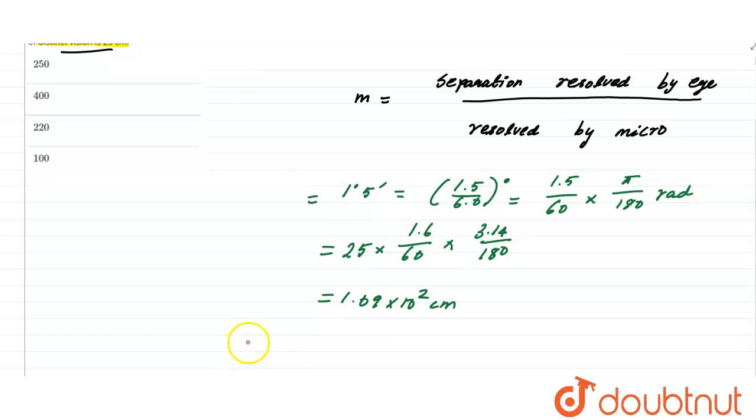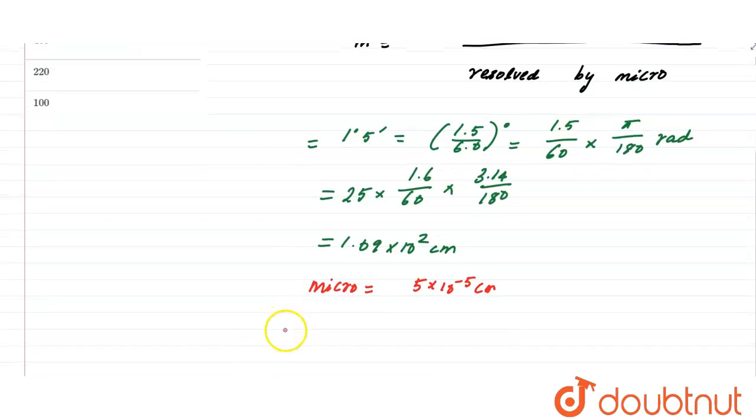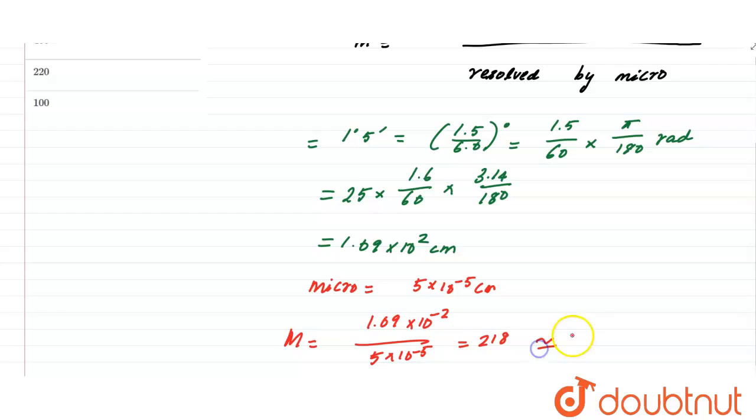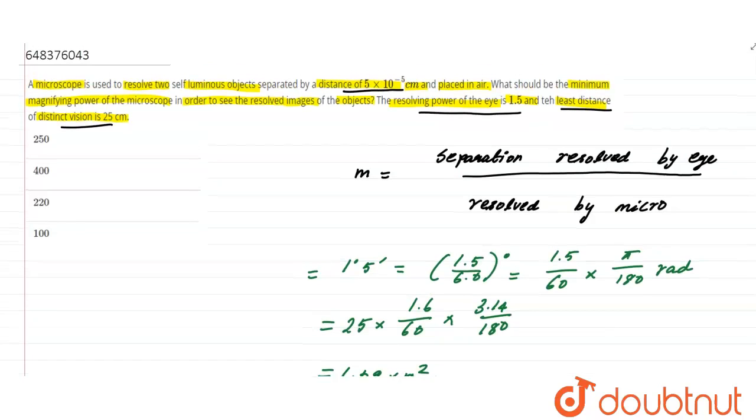So the resolution of the microscope is 5 into 10 power minus 5 centimeter. So M equals 1.09 into 10 power minus 2 divided by 5 into 10 power minus 5, which equals 218. So approximately we get 220. Then 220 is the correct option here.